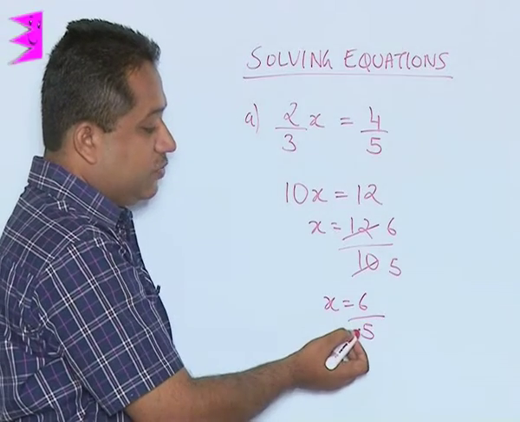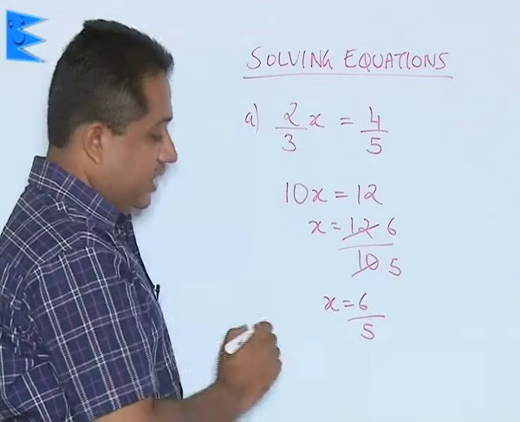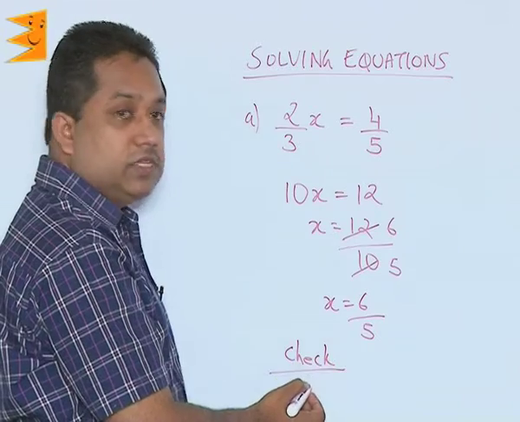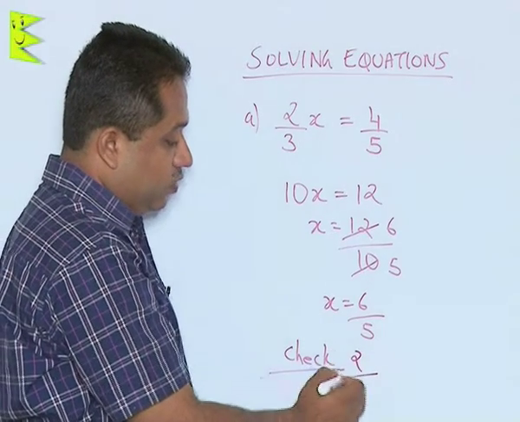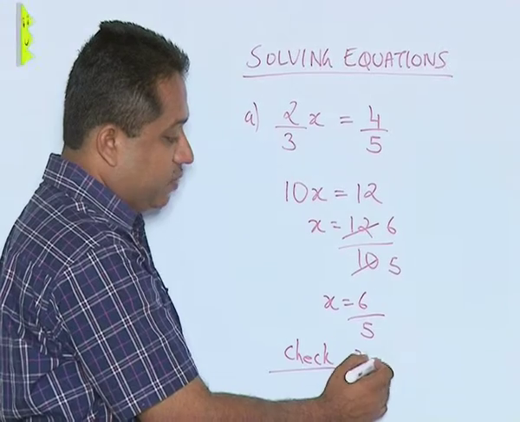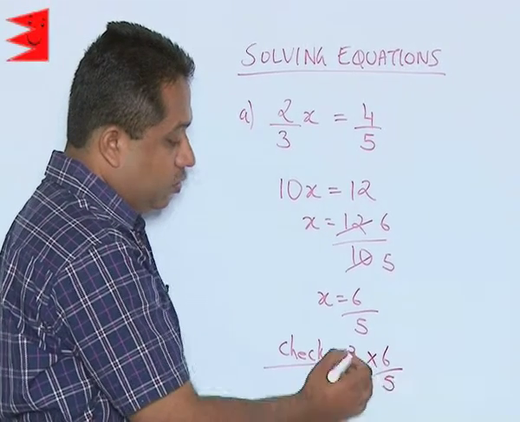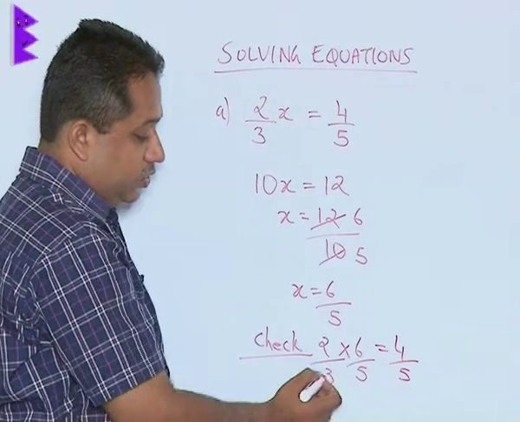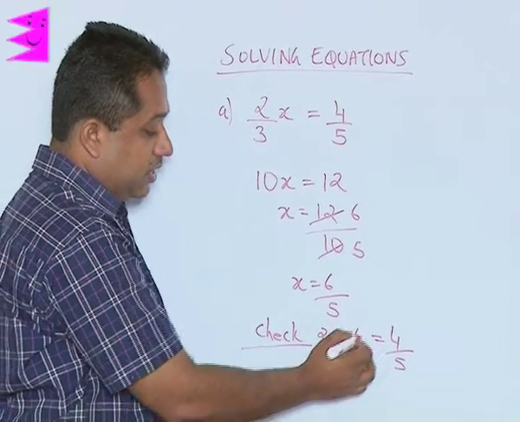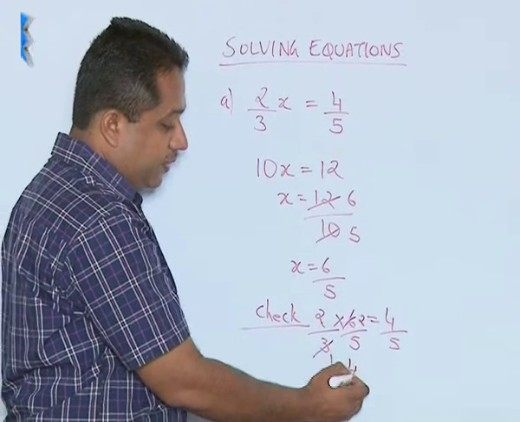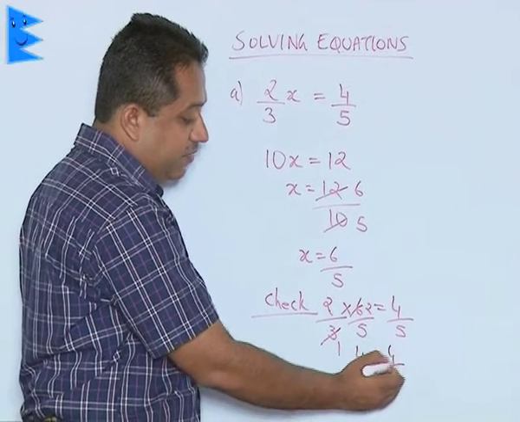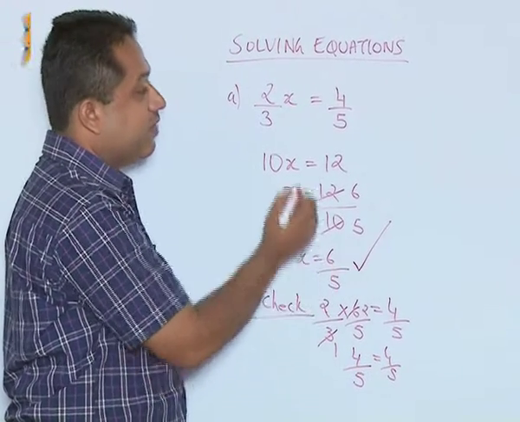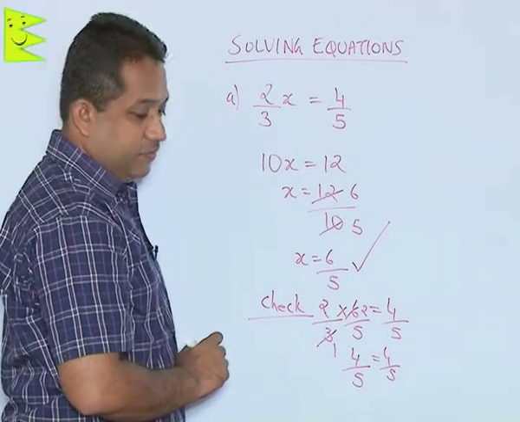Now, we can substitute this value of x here and verify whether the answer is correct or wrong. So, this is the check for this. So, x is 6 by 5. Instead of x we will substitute 6 by 5. So, we get 2 by 3 into 6 by 5 has to be proved equal to 4 by 5. 3 ones are 3, 3 twos are 6, 2 into 2 is 4. So, we get 4 by 5 on both sides, which means that our answer x is 6 by 5 is correct for this equation.